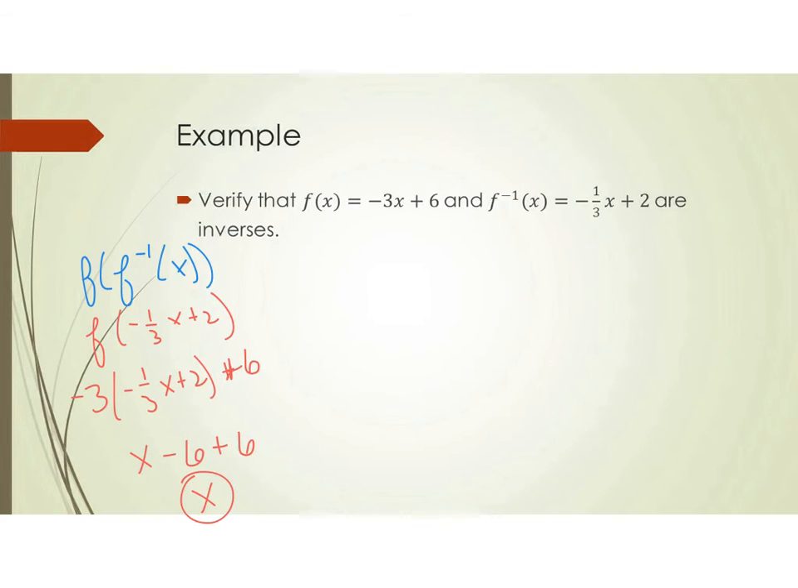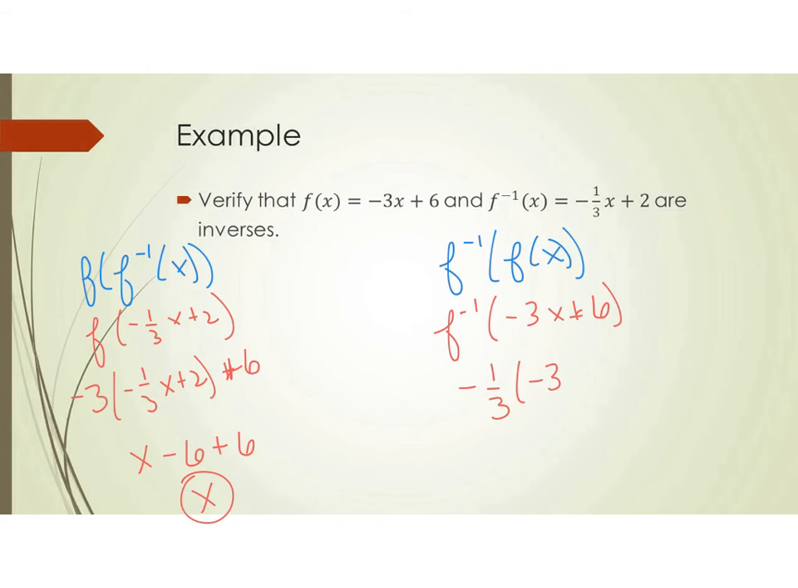But just because that one worked doesn't mean the other one will work. So f inverse of f of x. Okay, again, replace that inside function. So we're going to replace it with negative 3x plus 6. So then we're going to evaluate f inverse, which is negative 1/3 times x, which is going to be negative 3x plus 6, plus 2. Negative 1/3 times negative 3, that's a positive 1x, minus a third of 6 is 2, but it's negative, minus 2 plus 2, which is just x.